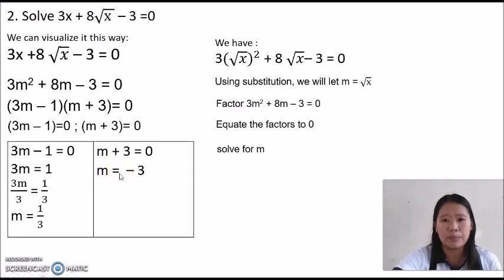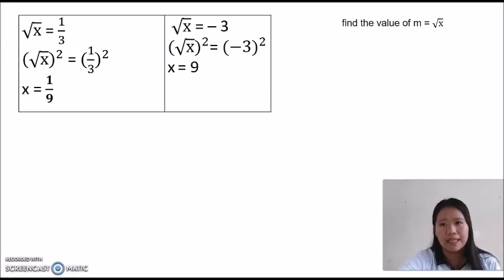Pero hindi pa dyan natatapos, ha? Find the value of m equals square root of x. So ibabalik na natin si square root of x. So we have square root of x. Tandaan nyo, ito yung m kanina. Binalik lang natin sa square root of x. So we have square root of x equals 1/3. Paano natin makukuha yung value of x?